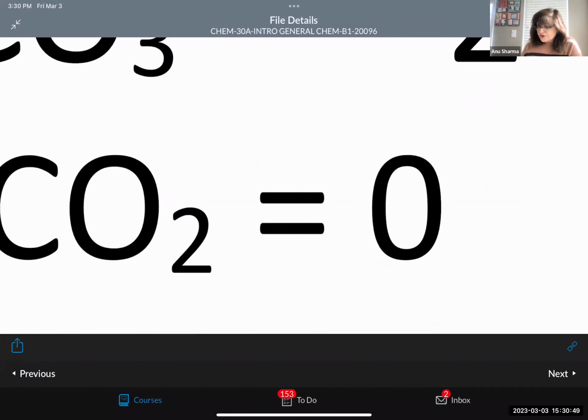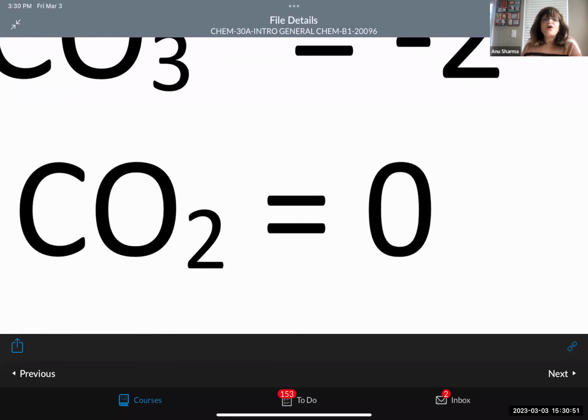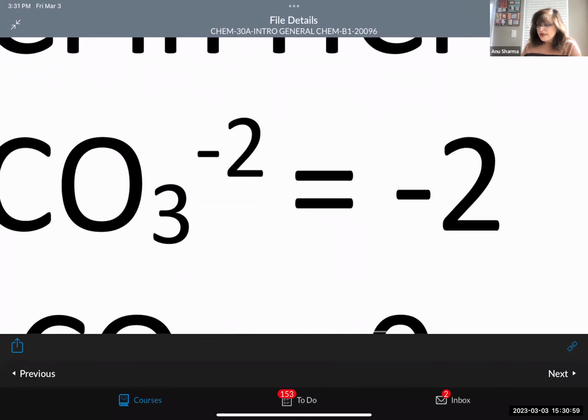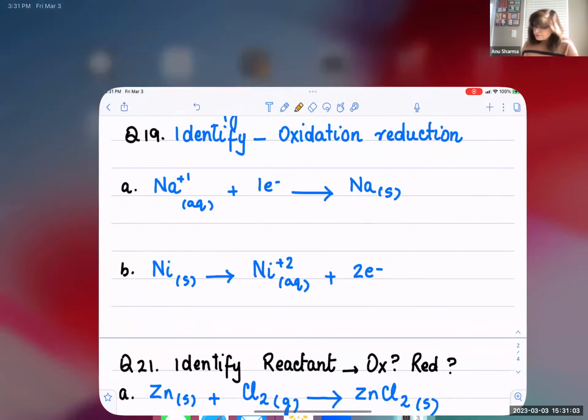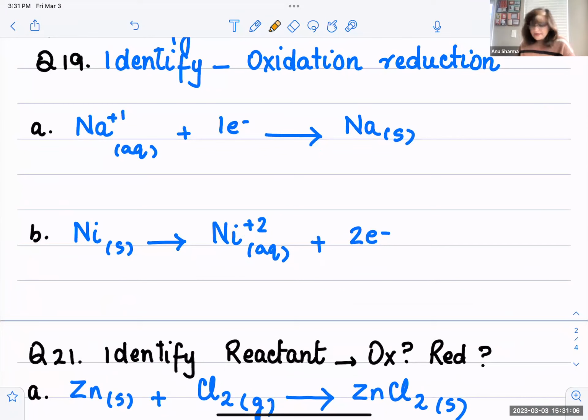But in case of a neutral atom, the oxidation number of carbon plus the oxidation number of oxygen combined together is 0. So for a neutral atom, the sum total is 0, but for a polyatomic ion, it is equal to the charge. Okay, now let's look at these homework questions 19 and 21.